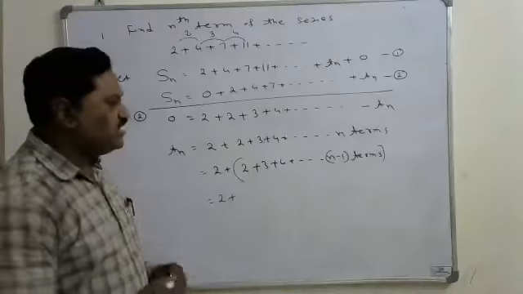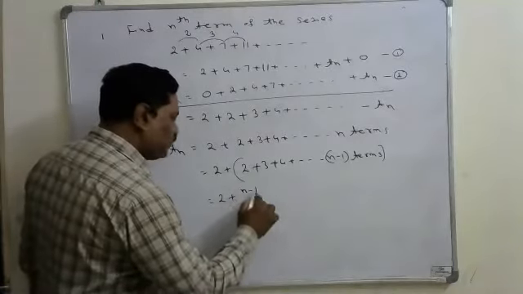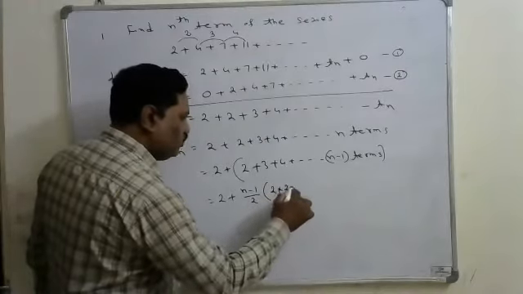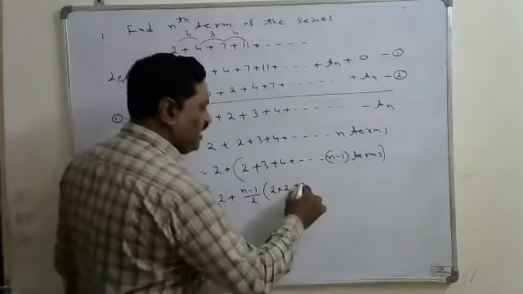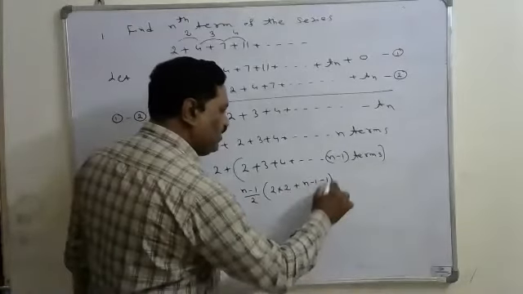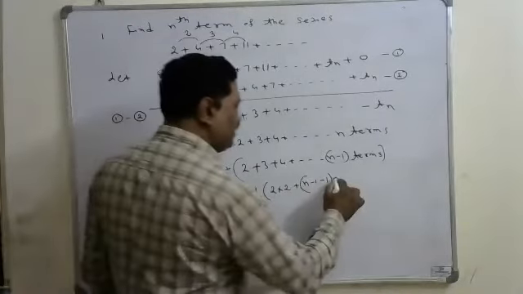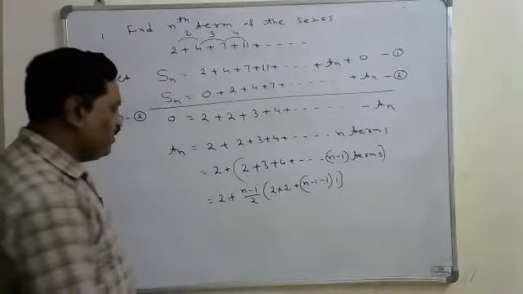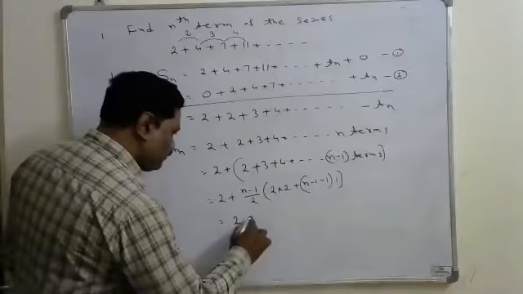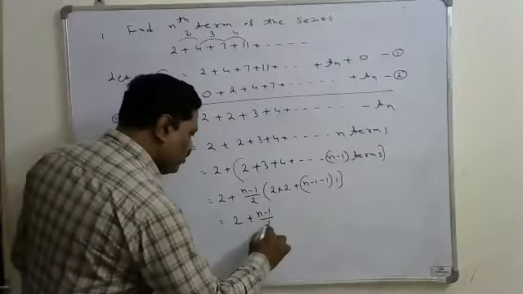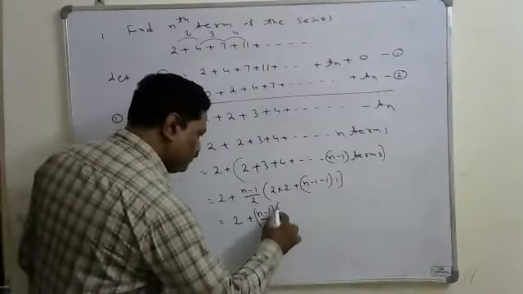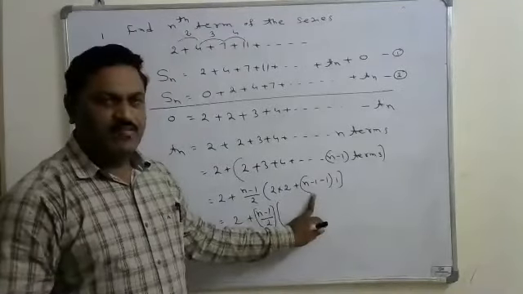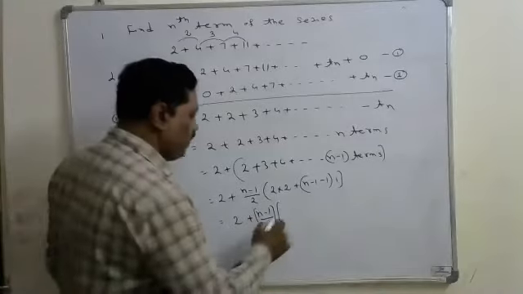So the sum of the n minus 1 terms means n minus 1 by 2 into 2a, where the first term is 2, plus n minus 1, where n means here n minus 1, into d. D means common difference, that is 1. That is the sum of the n minus 1 terms of the AP. So this is 2 plus n minus 1 by 2 into 2 into 2, that is 4, and n minus 2. N minus 2 plus 4, that is n plus 2.